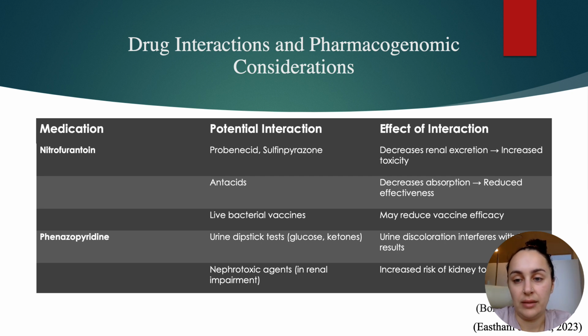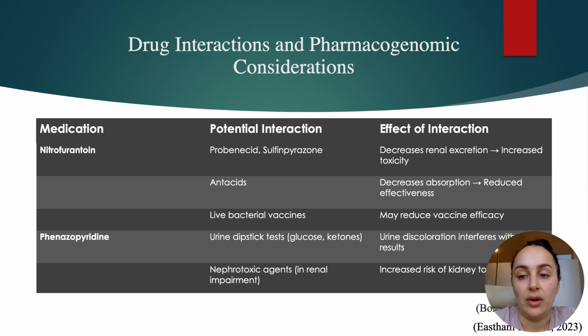Additionally, antacids containing magnesium trisilicate can interfere with the gastrointestinal absorption of nitrofurantoin, leading to reduced therapeutic efficacy. Because it is an antibiotic, nitrofurantoin may also interact with live bacterial vaccines, such as oral typhoid vaccine, potentially reducing the vaccine's effectiveness. It is generally recommended to avoid administering live vaccines during or shortly after antibiotic therapy.